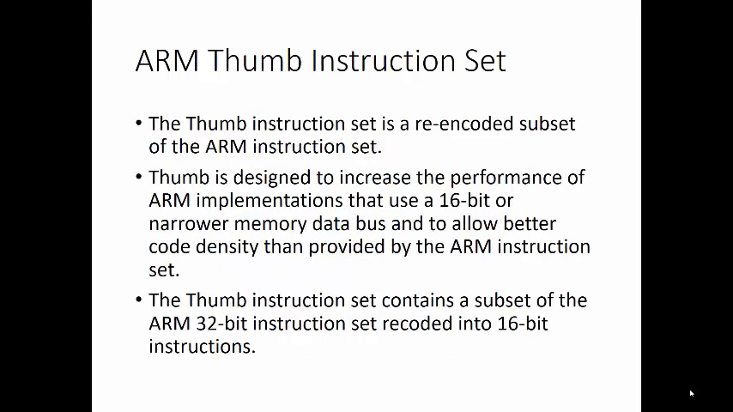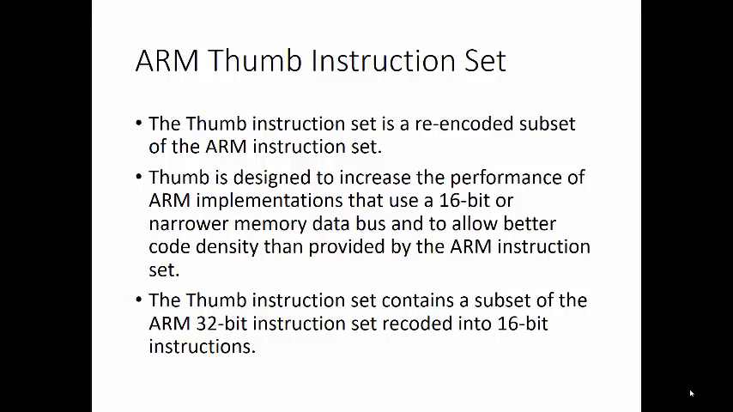So the ARM also has the Thumb instruction set, and this is a re-encoded subset of the ARM instruction set. It's designed to increase the performance of ARM implementations that use a 16-bit or narrower memory data bus, and to allow better code density than provided by the ARM instruction set. The Thumb instruction set contains a subset of the ARM 32-bit instruction set encoded into 16-bit instructions, and it achieves savings in 3 ways. One, Thumb instructions are unconditional, so the condition code field is not used.